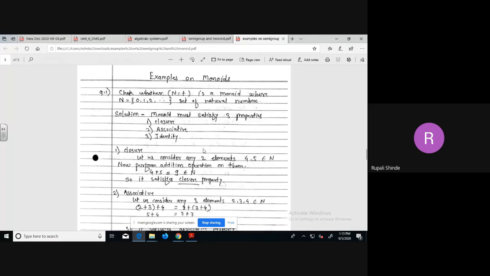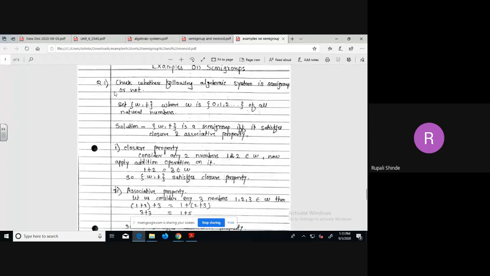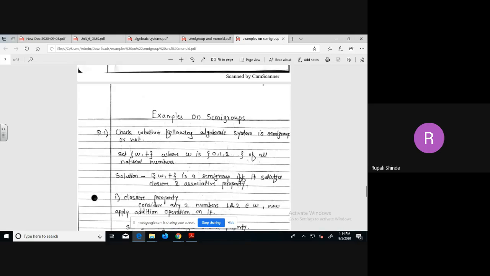So here are some examples based on semi-group and monoid. Question number 1. Check whether the following algebraic system is a semi-group or not. Here the set is given, that is W plus. Here W is a set containing elements 0, 1, 2 and so on. We can call this the set of natural numbers, and plus is the addition operation on this set W. Now we have to check whether this W plus is a semi-group or not.